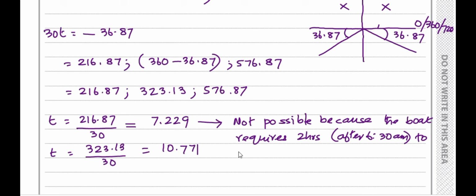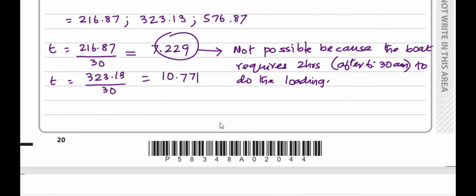To do the loading. So that's out. So we can circle that out. So that means the earliest time is 10.771. So that is actually 10 hours. And if you put 0.77 times 60 in the calculator, that will give 46 minutes. So 10 hours 46 minutes after midnight is going to be 10:46 a.m.